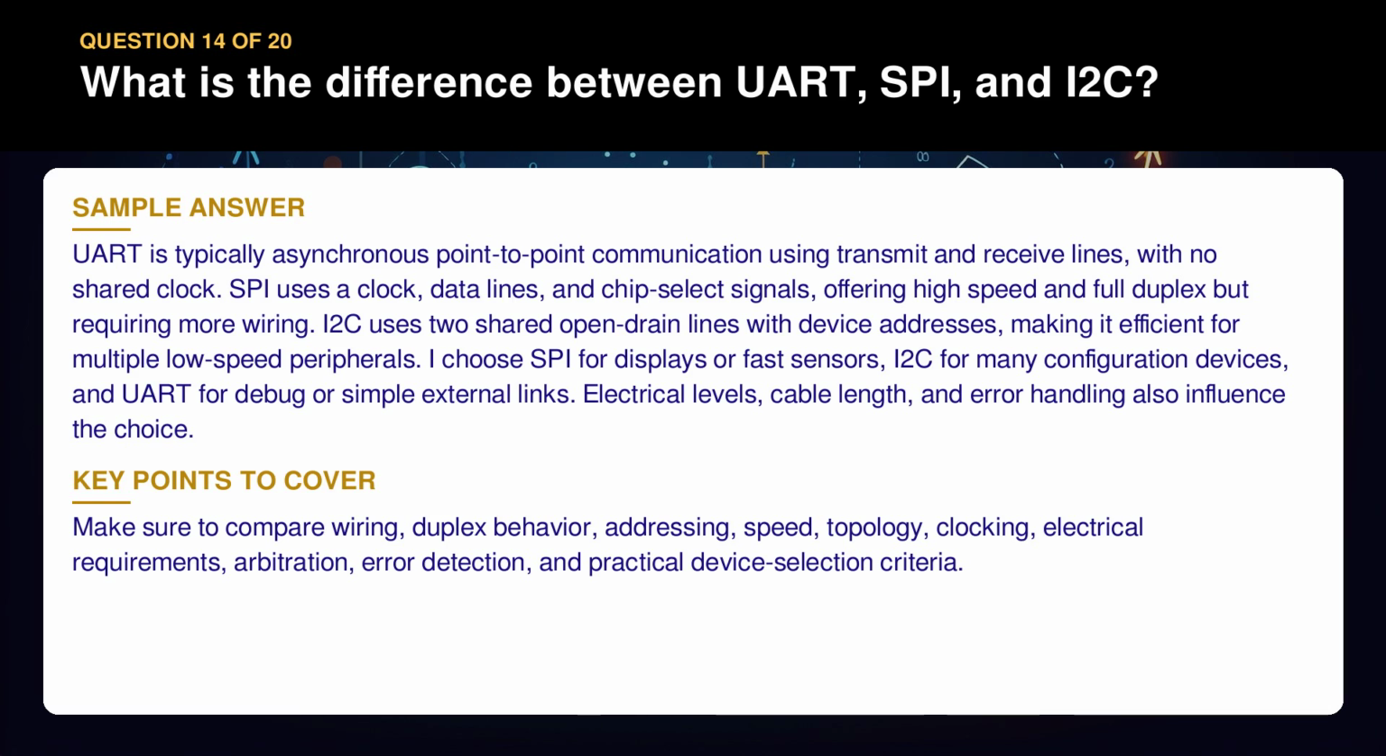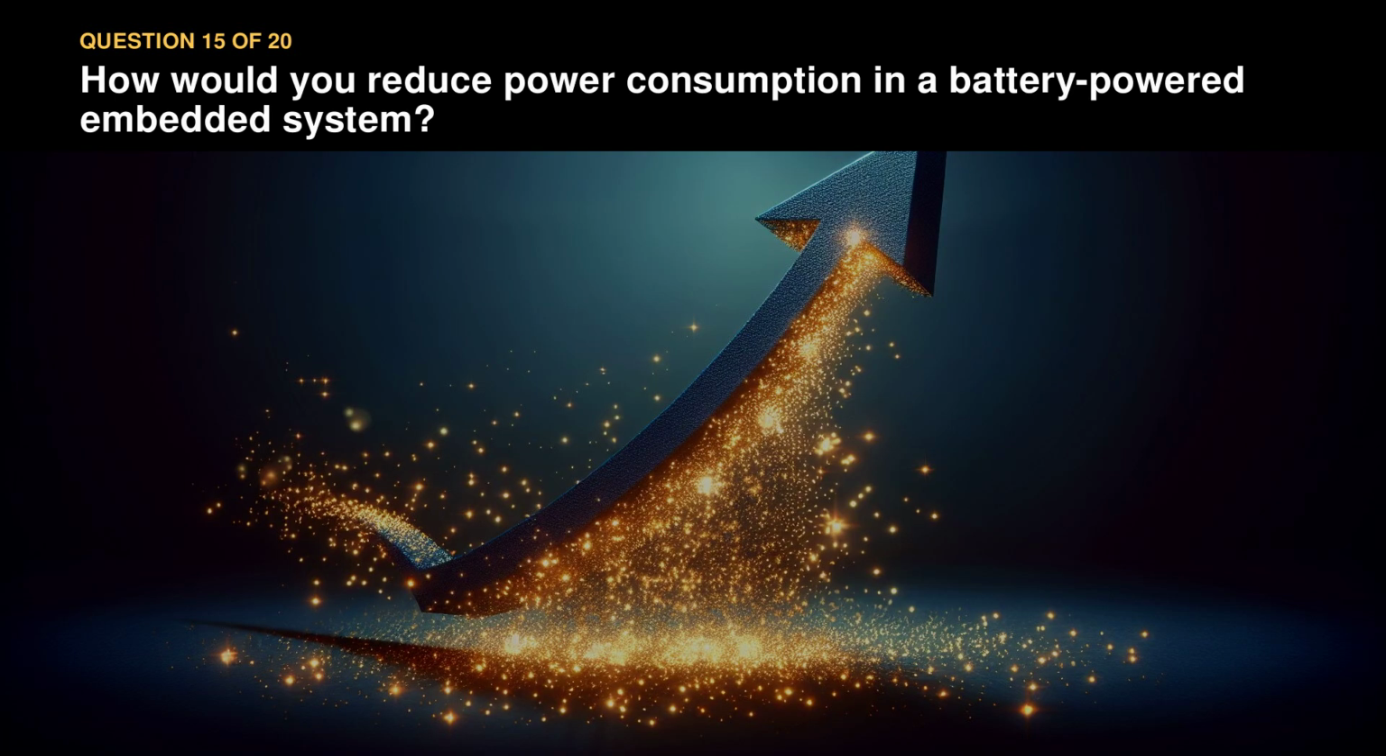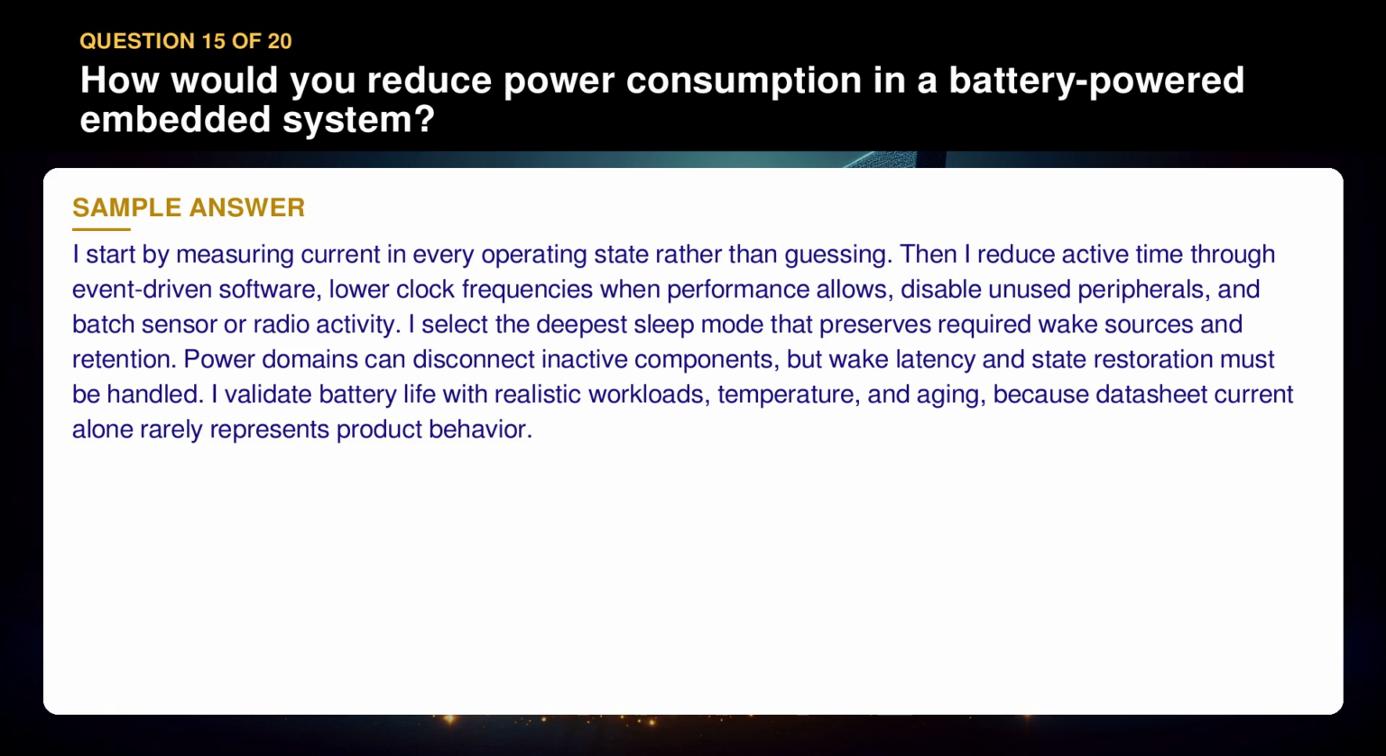Question 15. How would you reduce power consumption in a battery-powered embedded system? I start by measuring current in every operating state rather than guessing. Then I reduce active time through event-driven software, lower clock frequencies when performance allows, disable unused peripherals, and batch sensor or radio activity. I select the deepest sleep mode that preserves required wake sources and retention.